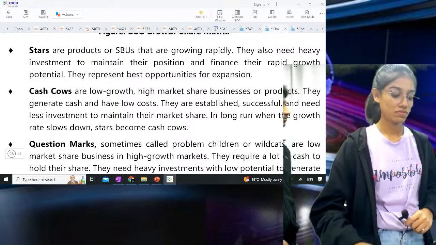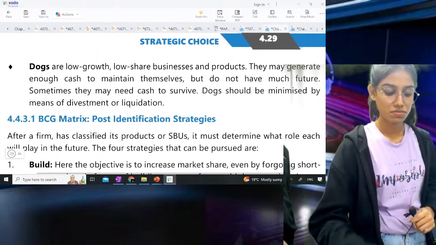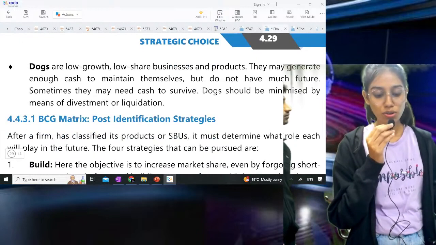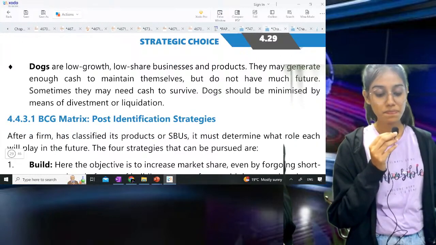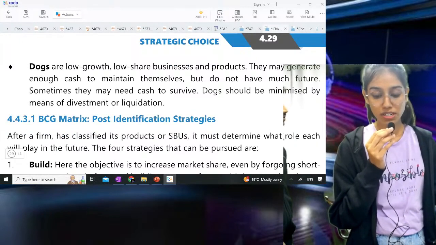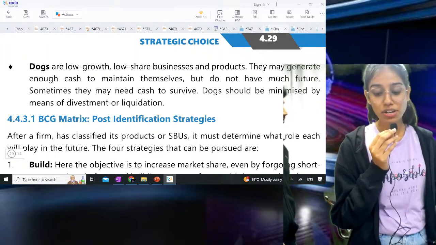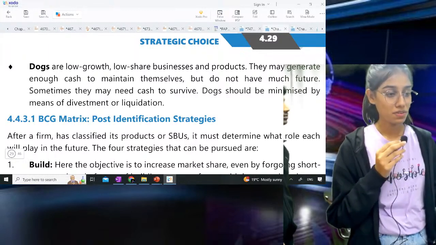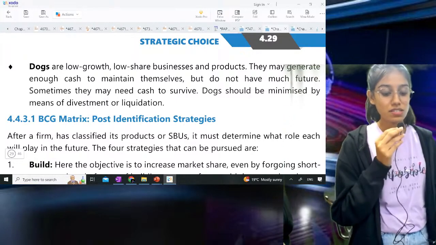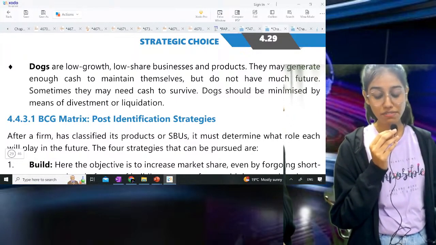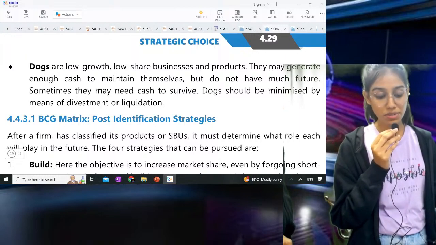Last one, three: Dog. Dogs are low growth, low share businesses. Underline low, low, both are low. They may generate enough cash to maintain themselves, but do not have much future. They don't have a future anyway, the industry will be closed soon. Sometimes they may need cash to survive.